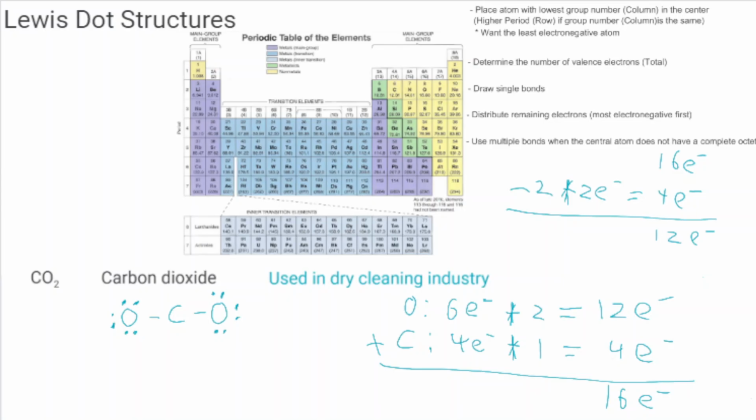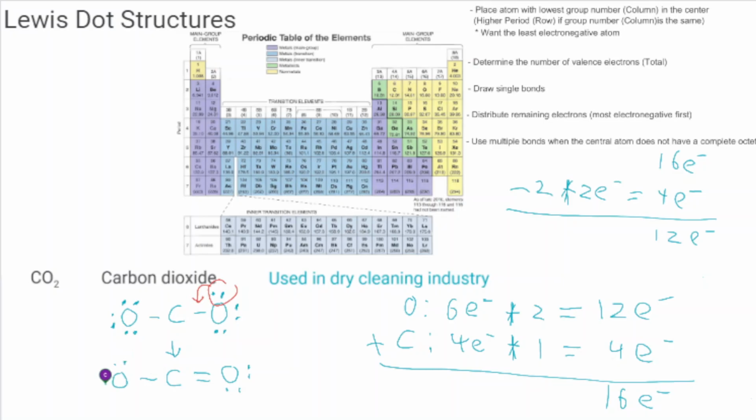Now the way to do that is you're going to choose a pair of electrons. I'm going to choose this top pair of electrons on this oxygen, and that's going to get moved over into forming a bond between the carbon and oxygen. So I'm going to redraw my molecule now with a double bond between the carbon and oxygen on the right. Draw in my dots, and then we can check to see if we're obeying the octet rule now.